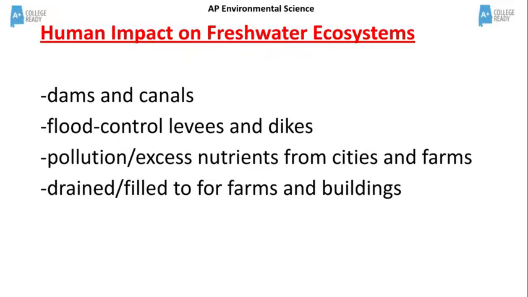Humans impact freshwater ecosystems in several ways. Dams and canals change direction of water flow. Levees and dikes used for flood control also change the water flow. Runoff from cities and farms put excess nutrients and pollutants into these water bodies. And many freshwater ecosystems may be drained and filled with soil in order to farm the land or to put buildings on the land.